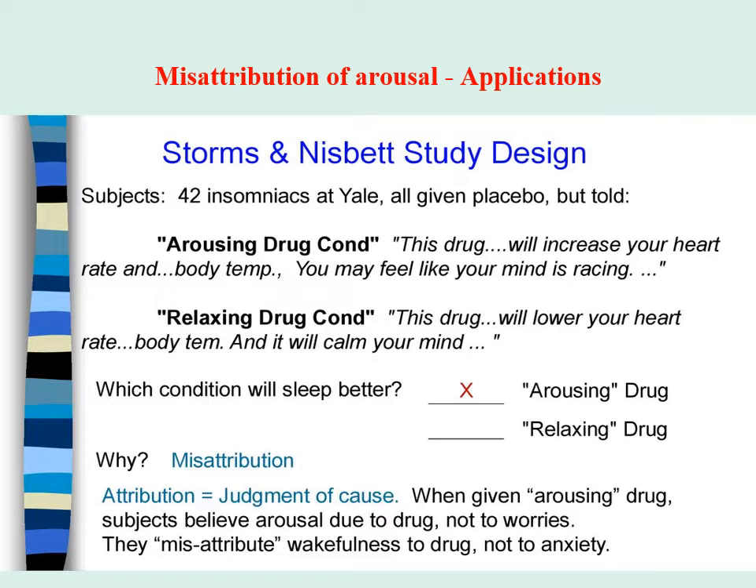Why? Because they misattributed their aroused state to the drug and not to the usual anxiety that kept them awake otherwise. So in other words, simply by providing an alternative attributional target for their arousal, the real source of the arousal becomes less strong and they are better able to go to sleep.